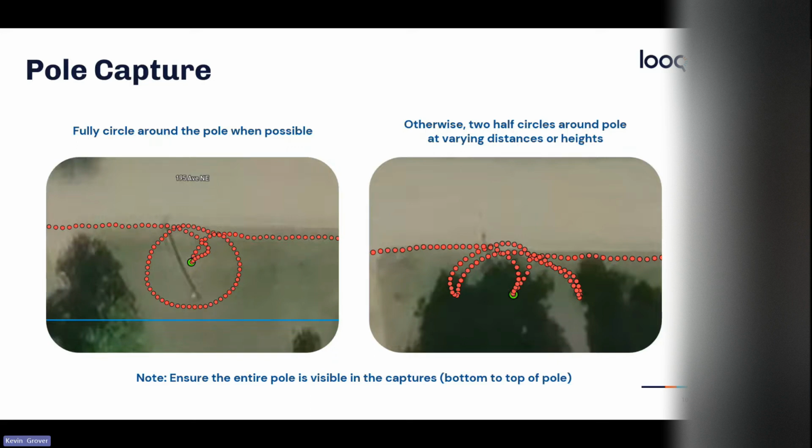So for doing the pole capture, this is really the beneficial part of it. And make sure you can see the top and the bottom of the pole. We can only reconstruct what we can see. So definitely being able to do this and seeing the entire pole. So keep that in mind when you're doing the actual collection around each individual pole.